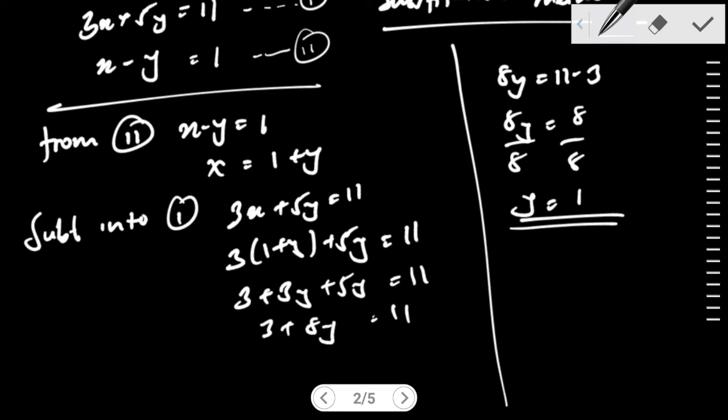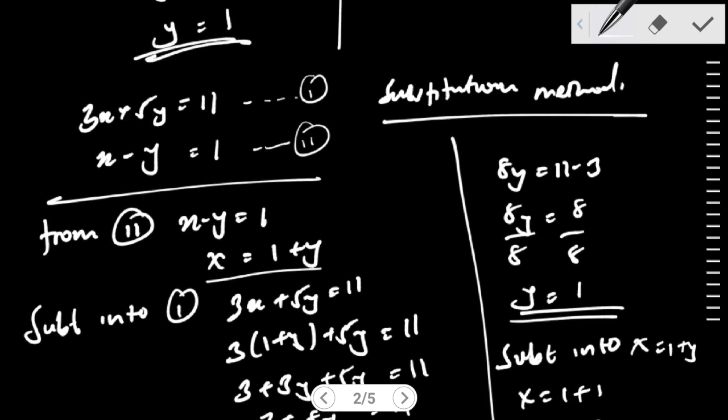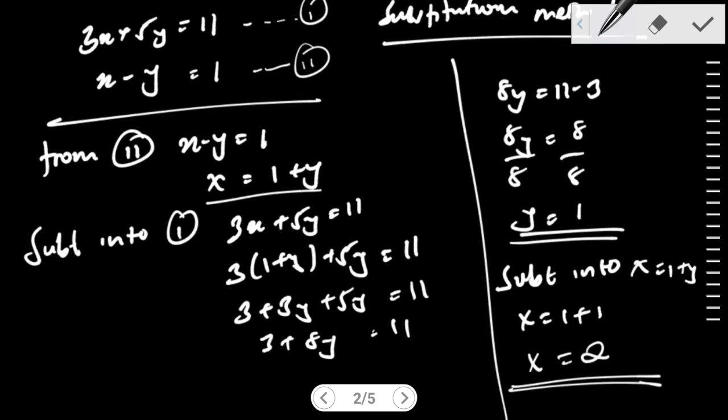Awesome. So having got that, let's substitute into this x, which would be equal to 1 plus y. And therefore I'm going to say that x would be equal to 1 plus, of which my y is 1, and therefore x would be equal to 2. And therefore you find out that the methods all bring out answers that are the same.